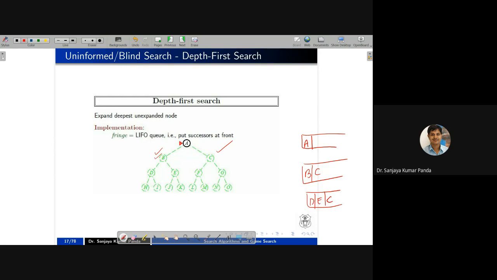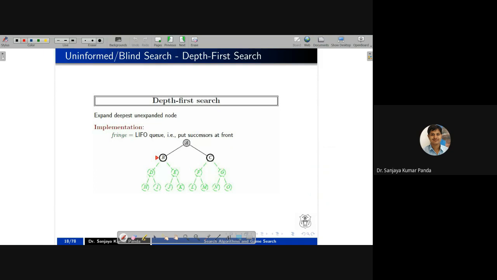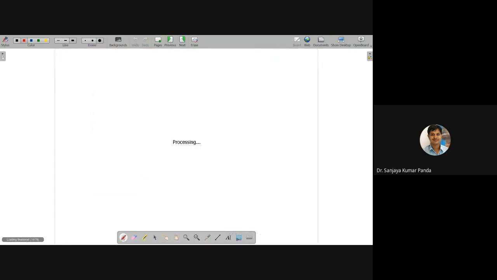The only difference is that in the previous case, we were considering level by level. Here we are not considering level by level. Instead, we are considering one node in each and every level. See here, we have expanded A, we got B and C. And we have expanded B, we got D. We have selected D, not E. So we have selected A, B, then again D.